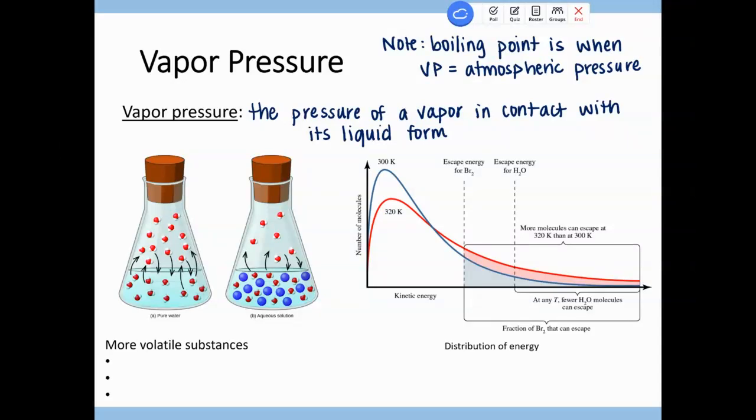Notice here we have a solution. Some of the non-water particles are blocking the surface, and so fewer gaseous molecules are vaporizing. So this has a lower vapor pressure than pure water.